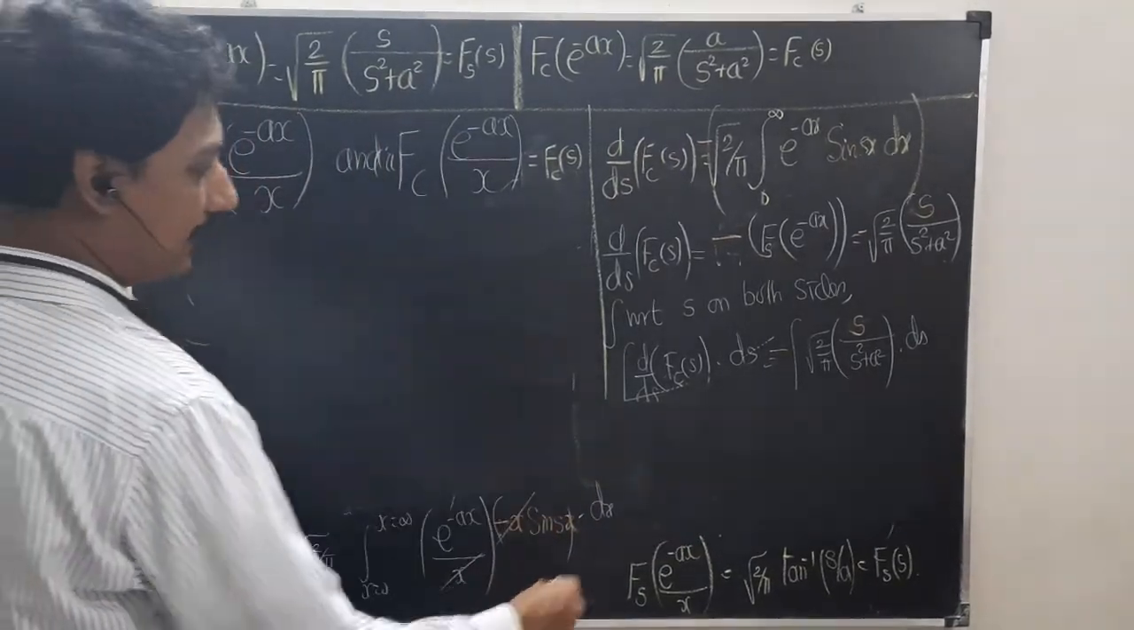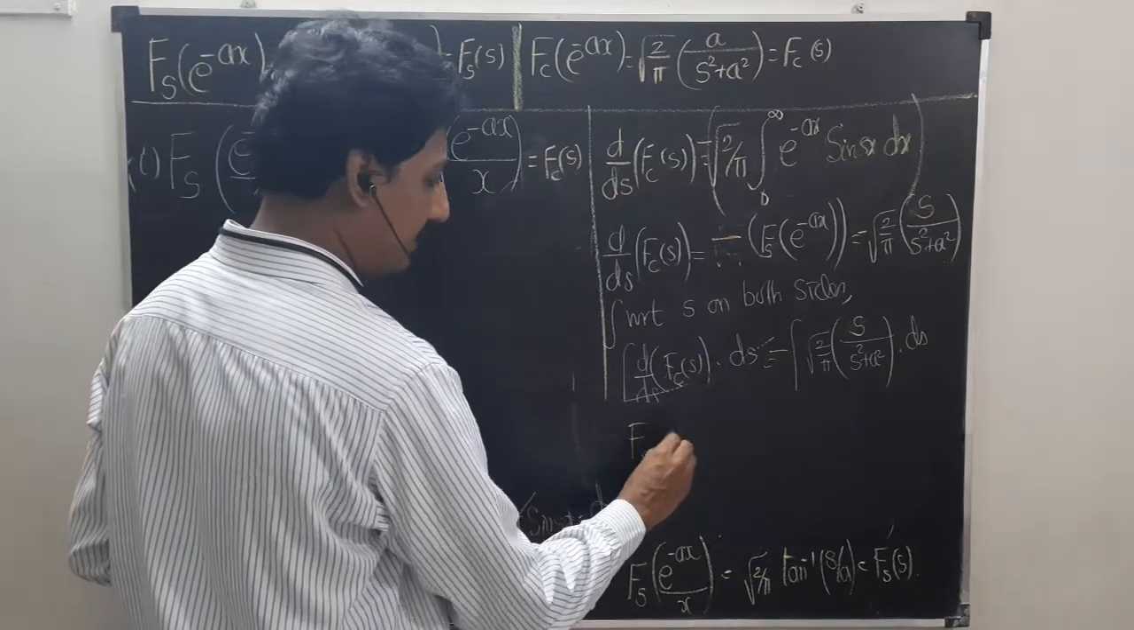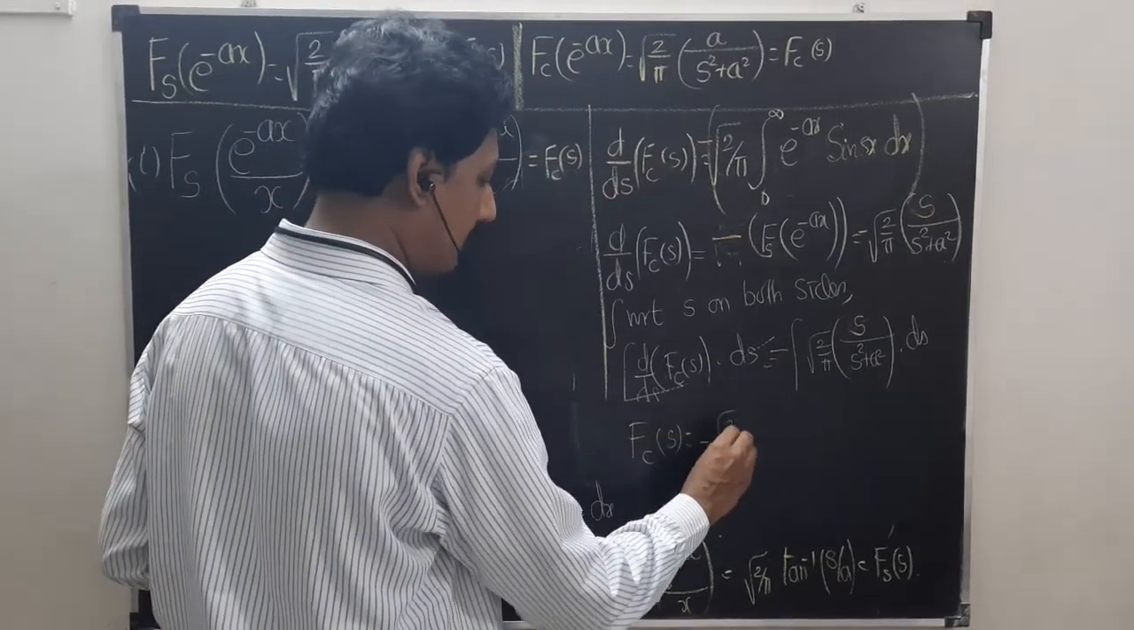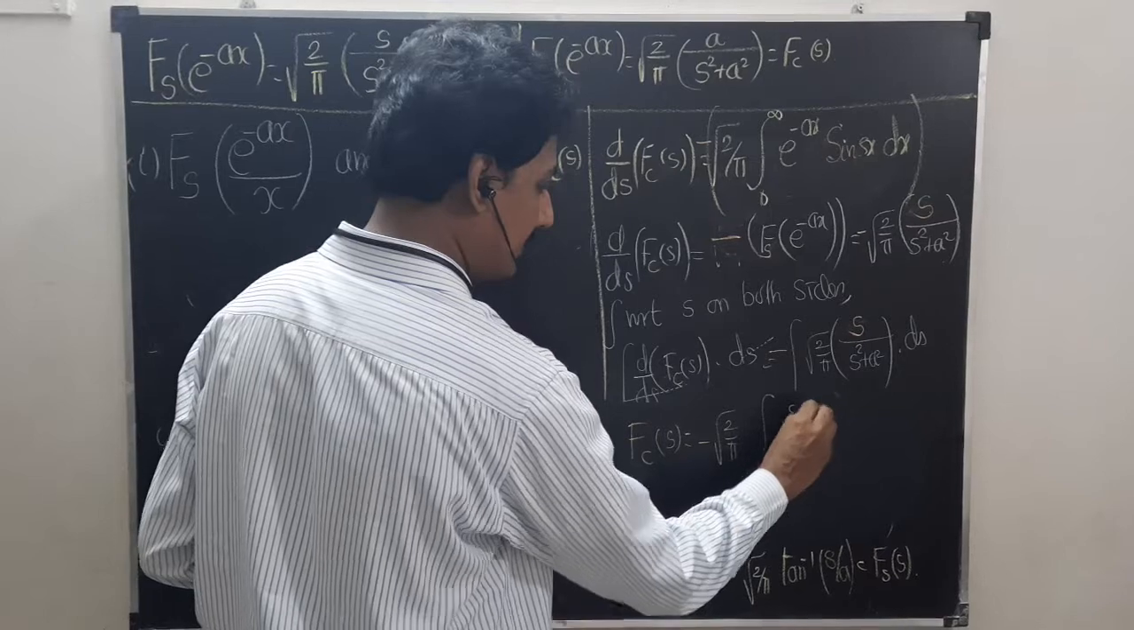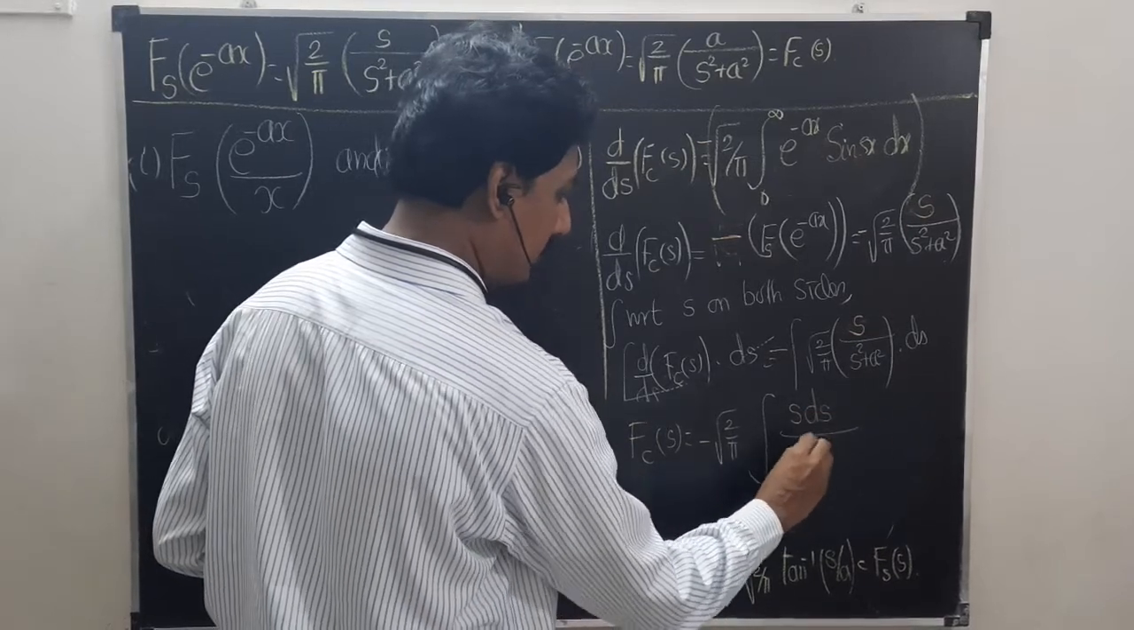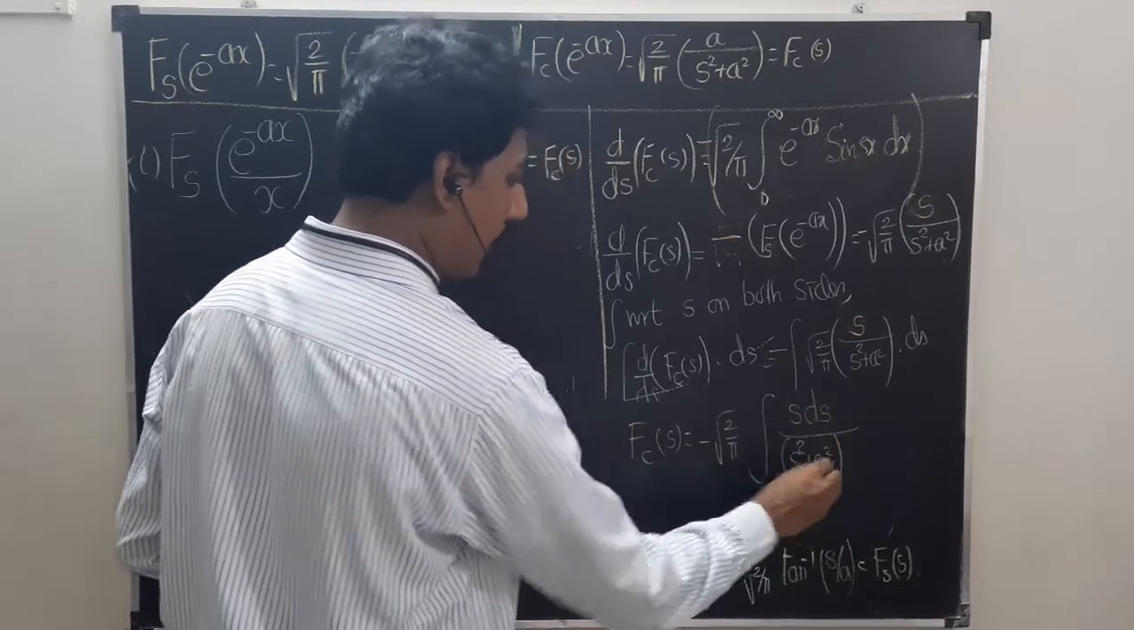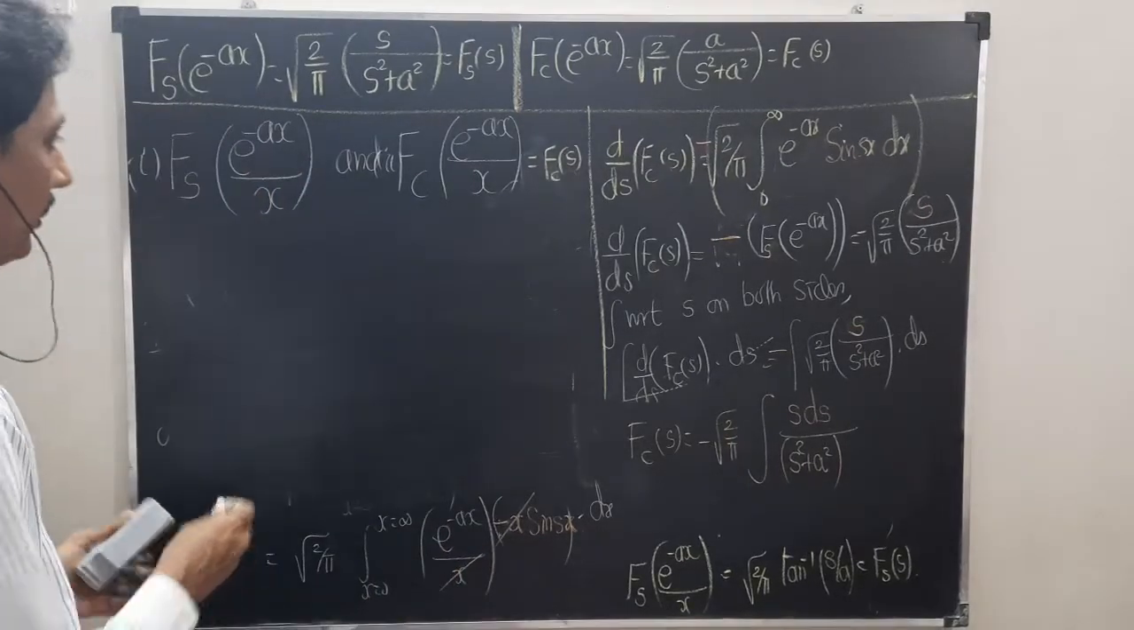Minus root 2 by pi, yes, correct. On the left-hand side we get only Fc of s, which equals minus root 2 by pi times the integral of s ds in the numerator over s squared plus a squared in the denominator. So I would like to use a proper substitution technique here.